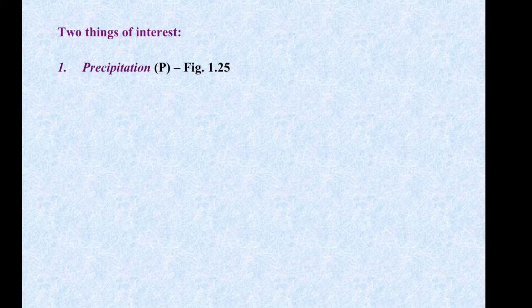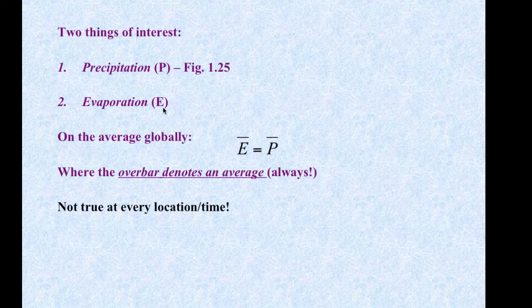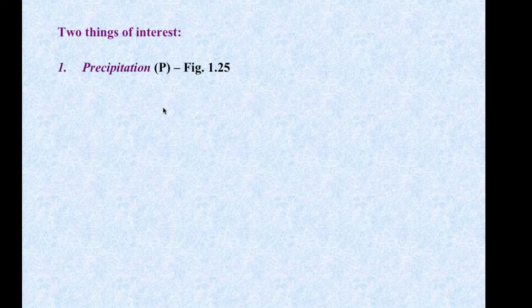One is precipitation, and we use this symbol P to denote precipitation. And then the other is evaporation, and we use the symbol E for evaporation.